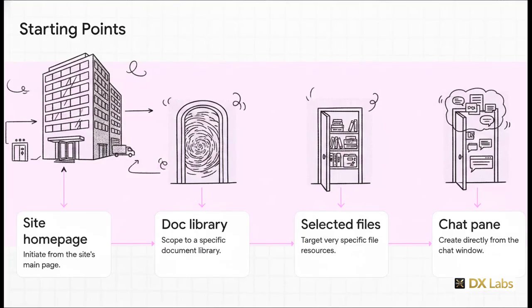Imagine a massive corporate headquarters. You might walk in through the main lobby, maybe the loading dock, a side door, or even the parking garage elevator. Well, similarly, once you're signed into your SharePoint site, there are exactly 4 doors or entry points you can use to start the agent creation process. You've got the site homepage, a document library, selected files, or the agent chat pane. And what's really cool about this is that no matter which door you happen to walk through, the system instantly pre-scopes or restricts your brand new agent to that specific location.